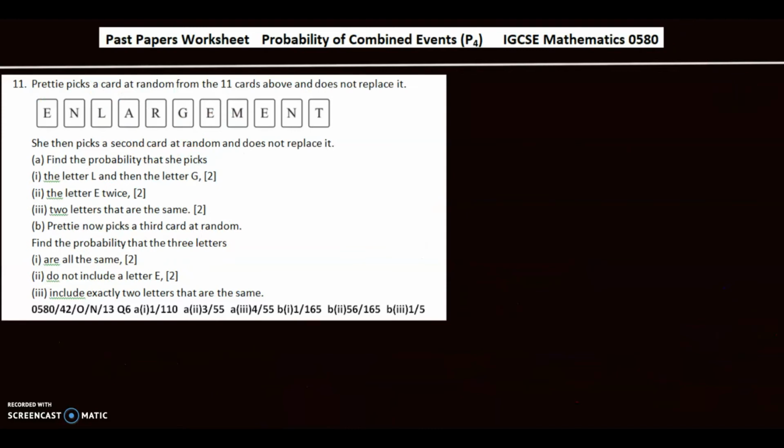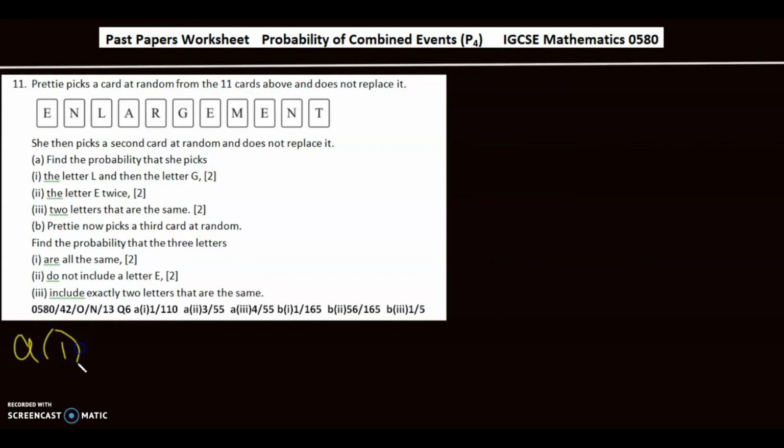Okay, next question. Preeti picks a card at random from the 11 cards below here and does not replace it. She then picks a second card at random and does not replace it. Find the probability that she picks, part 1, letter L and then letter G.